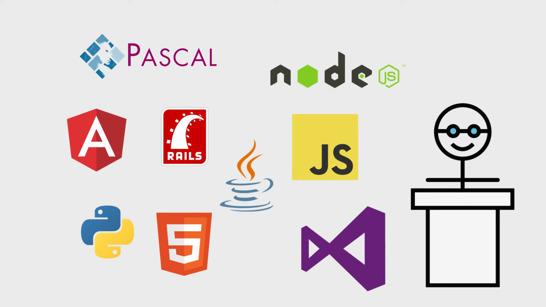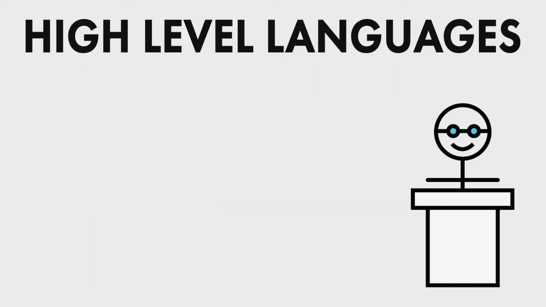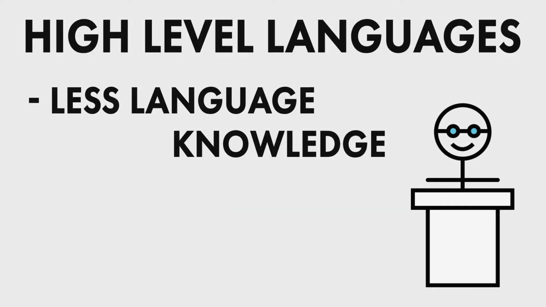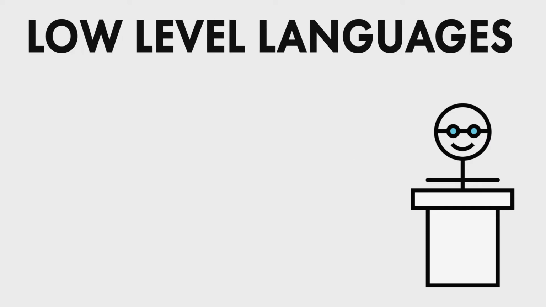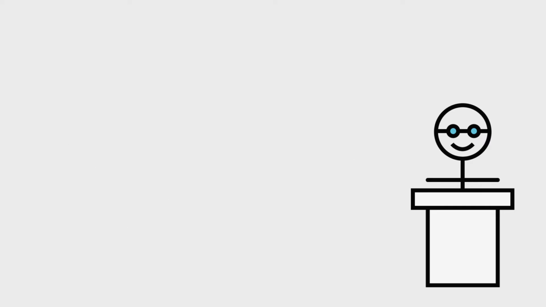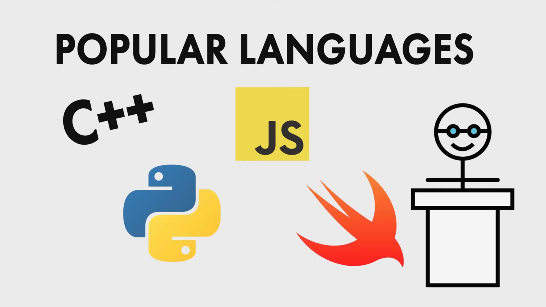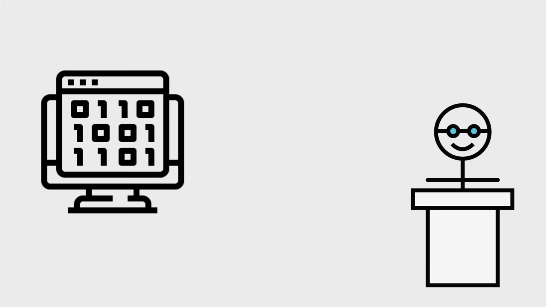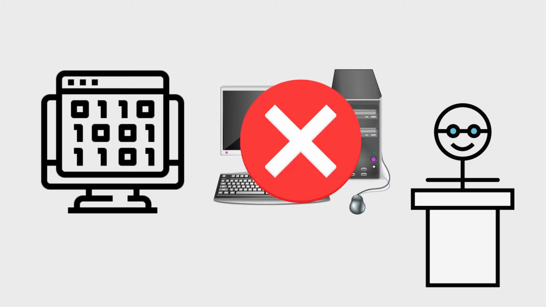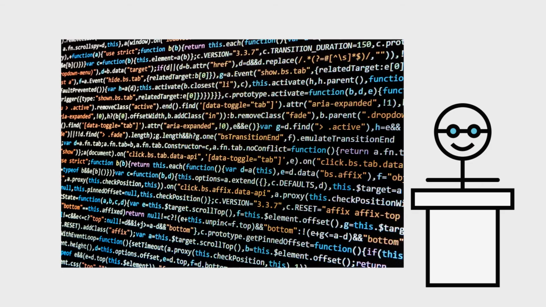There are many different types of programming languages. High-level languages require less hardware knowledge, and low-level languages require more work and more knowledge. Some examples of popular programming languages include C++, Python, JavaScript, Swift, and many more. There are always new programming languages being created. Without programming languages, computers would not work, so it's no wonder that computer programming is a fantastic career.